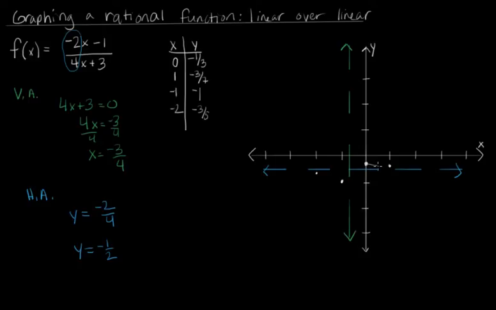As we move over here, we can get closer and closer to that asymptote. And then we know that we need to get closer and closer to this asymptote, and that it is going to go up toward that asymptote. Same thing over here, we know it's going to go down toward the asymptote, and then over here we know it's going to go over toward the asymptote. And that's how we graph a rational function that's linear over linear.